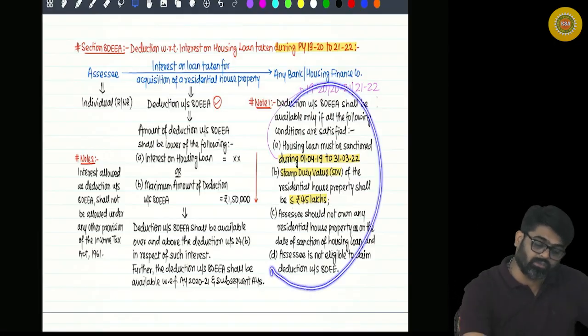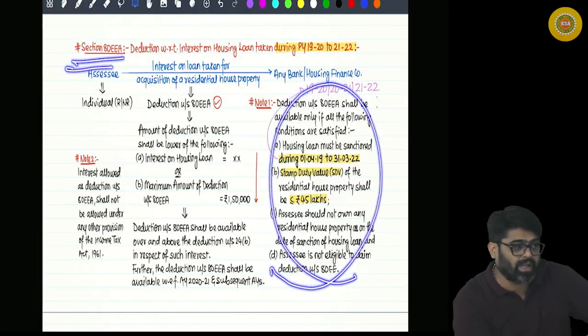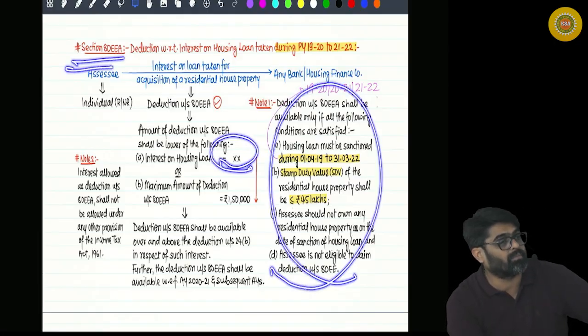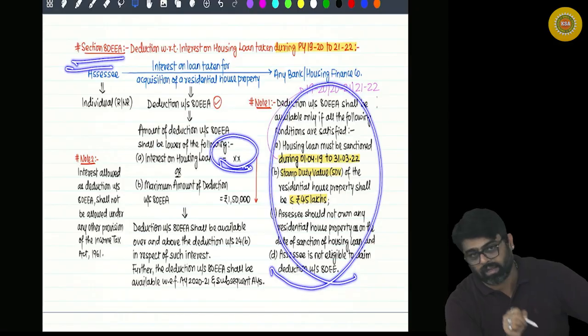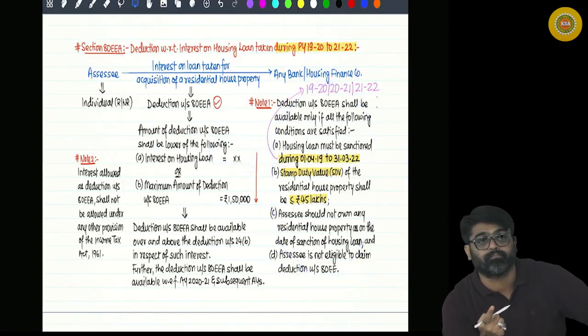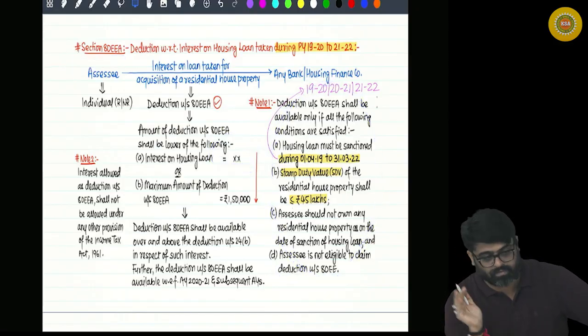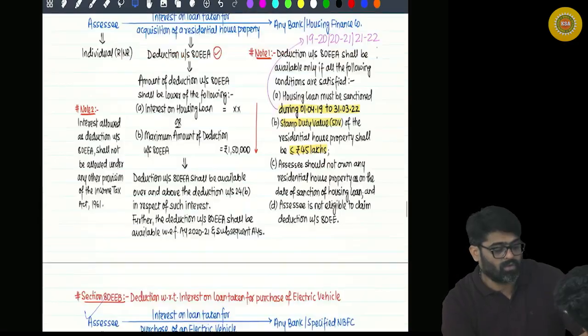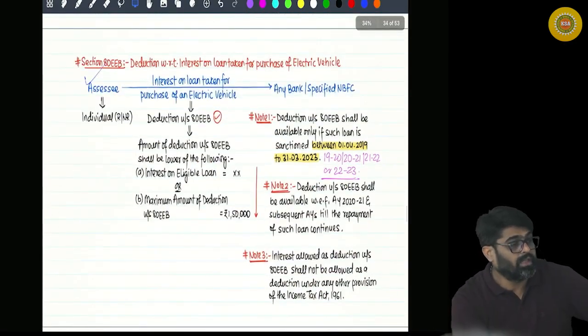If all these conditions are fulfilled, then under section 80EE, extra interest which could not be claimed under the head house property can be claimed here, subject to maximum. Subject to maximum. Done. 80EE. Now, next is EV loan.